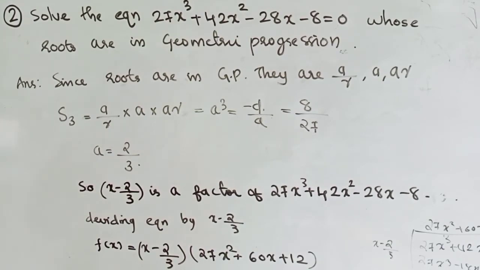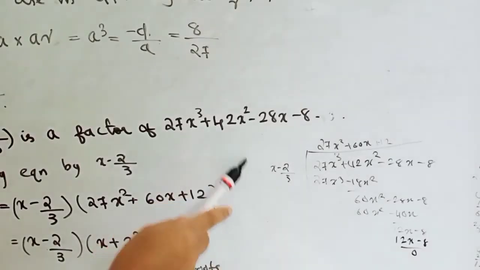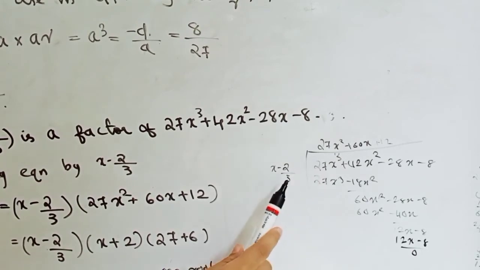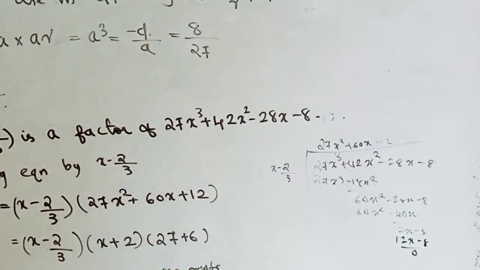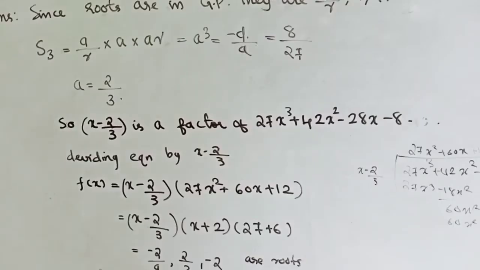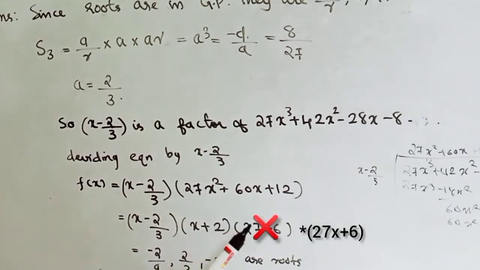So by dividing 27x cube plus 42x square minus 28x minus 8 by x minus 2 by 3, you can see here the division. This is a rough work, right? While dividing this by x minus 2 by 3, we will get 27x square plus 60x plus 12. That is f of x is equal to x minus 2 by 3 into 27x square plus 60x plus 12. So this quadratic equation can be written as x minus 2 by 3 into x plus 2 into 27x plus 6.